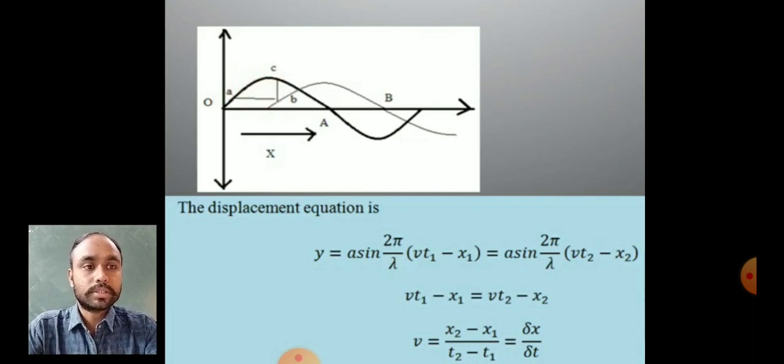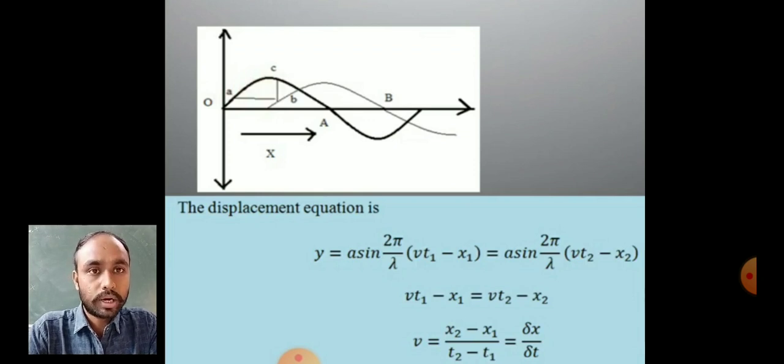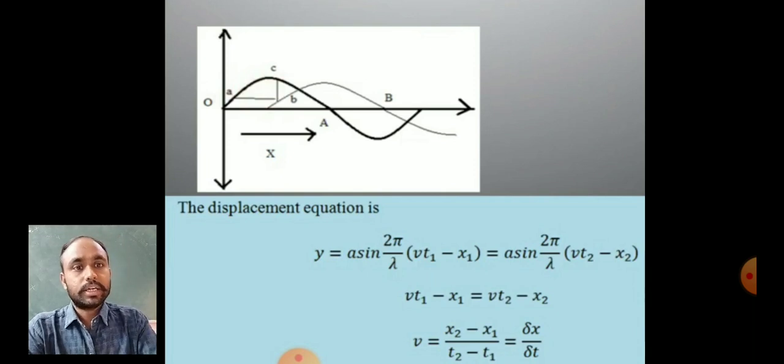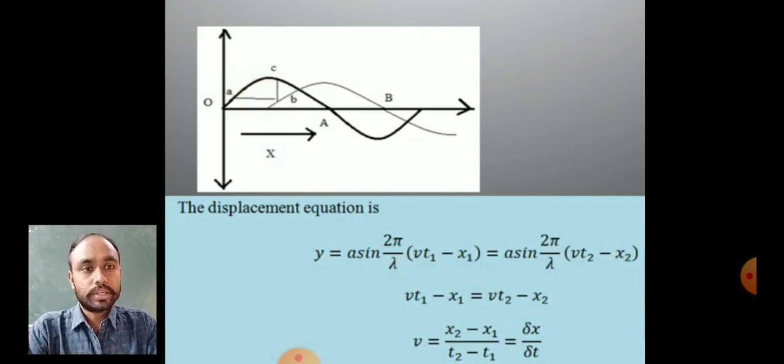Here t2 means time instant second, and t1 means time instant first, and x1 and x2 we have already considered. OA is x1 and OB is x2, but the displacement at both times will be the same. Therefore we have written y equal to both equations. Now forget about the y. Both sides are equal: the left side y, and the right side a sin 2 pi by lambda (Vt1 minus x1), and the second equation a sin 2 pi by lambda (Vt2 minus x2). Now equate both equations, small a will get cancelled.